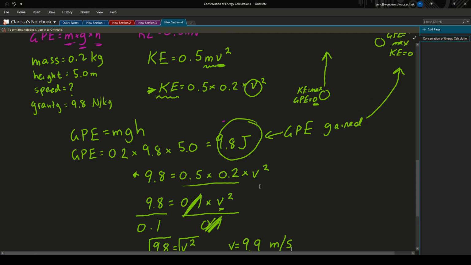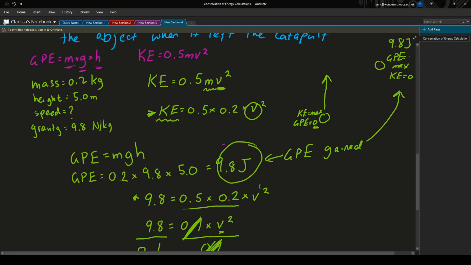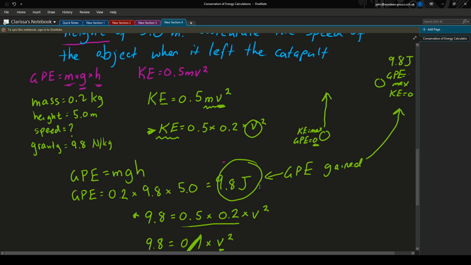So this is the first method. You calculate one of the energy stores individually based off of what information you have. Whichever energy store you have the most information on, that's the one you calculate. And then you take that calculated number and apply that same number to the other energy store because you know they have to be the same, and then just solve for whatever's missing.